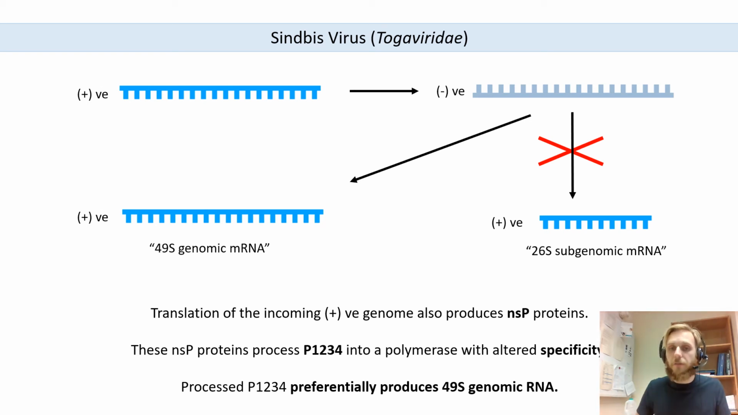Again, once we have enough NSP proteins in the cell, there's this switch to the production of 49S genomic RNA, and this represents the switch from genome expression to genome replication, because these 49S genomic RNA copies are full-length copies. They're essentially full-length copies of the Sindbis virus genome that can be packaged into new virus particles.